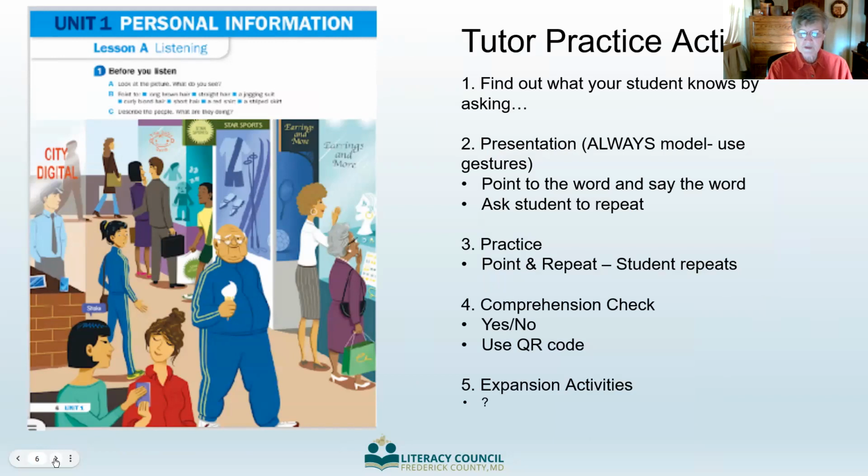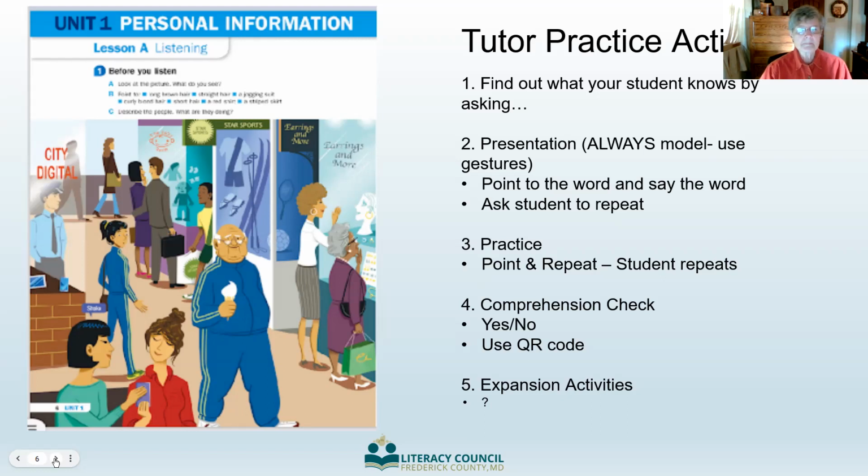This lesson is from the ESL High beginner level. So it's a lot more advanced than the first one I showed you. So the first thing the teacher would want to do is find out what your student knows by asking questions. So who would like to ask some exploratory questions, such as what do you see? What else could you ask?